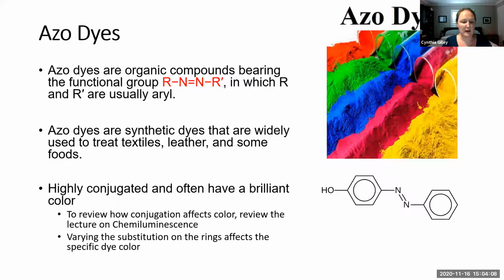To recall that we have talked about how conjugation affects color, and if you want to review that, go back to the chemiluminescence lecture. And this compound is just shown with one substituent, but there can be multiple substituents on both of the aromatic rings. And the effect of adding additional compounds or atoms with p orbitals is we change the chromophore, which is the part of the compound within an extended conjugated pi system. That will change the wavelength of light that is absorbed, and that will change the color that's reflected in the visible spectrum.